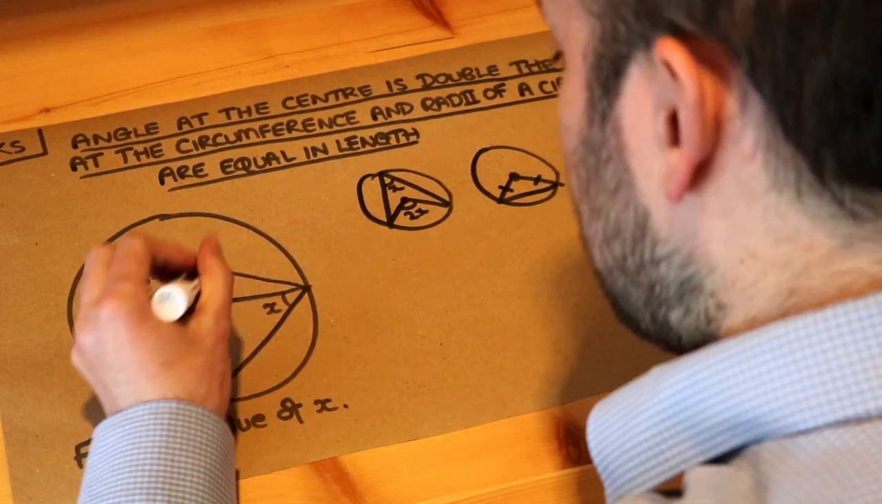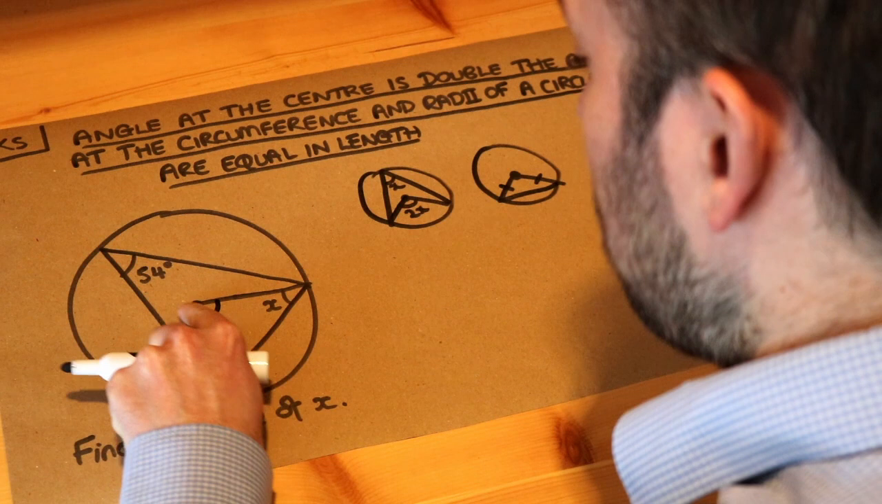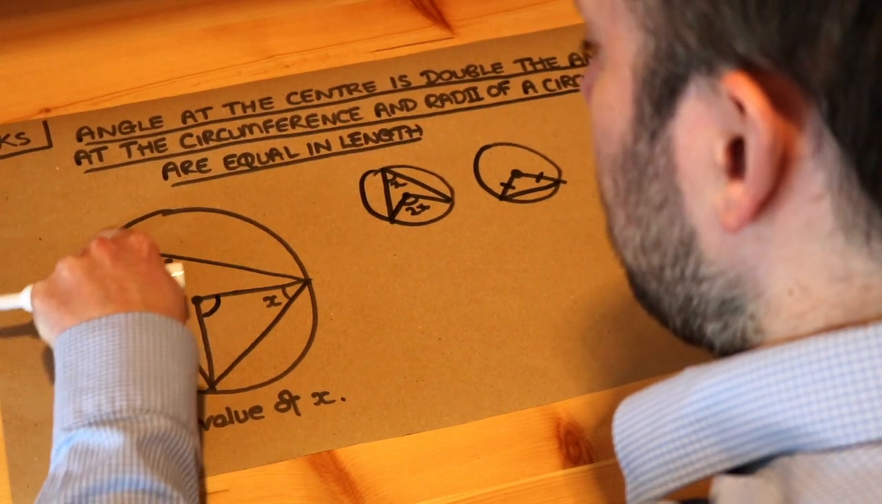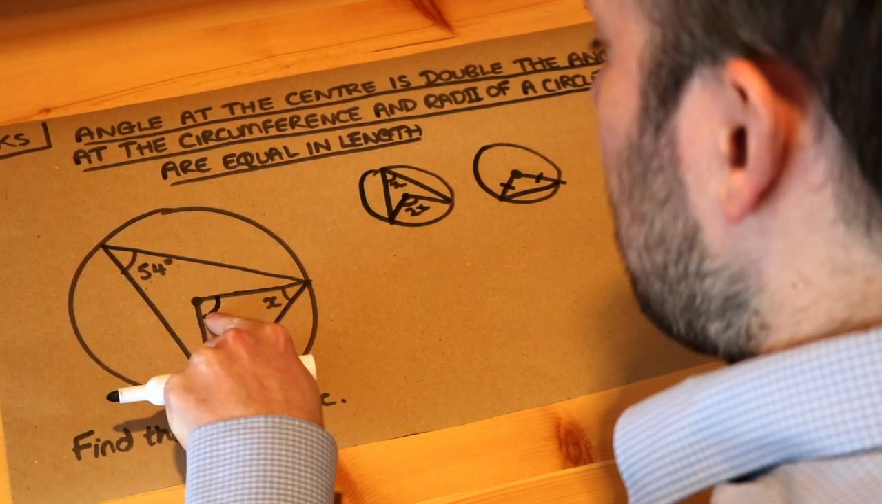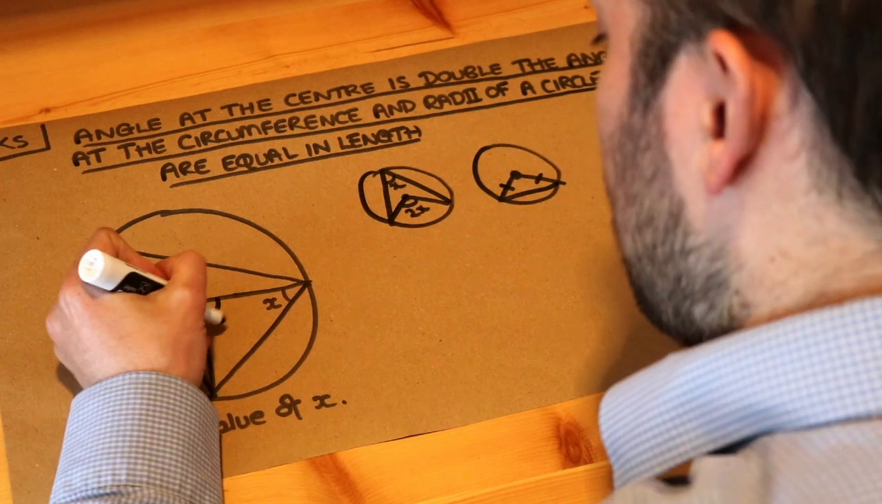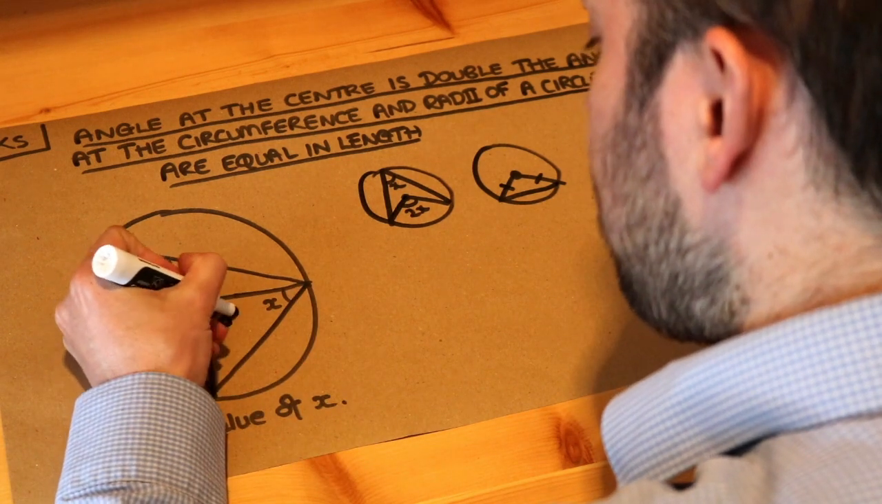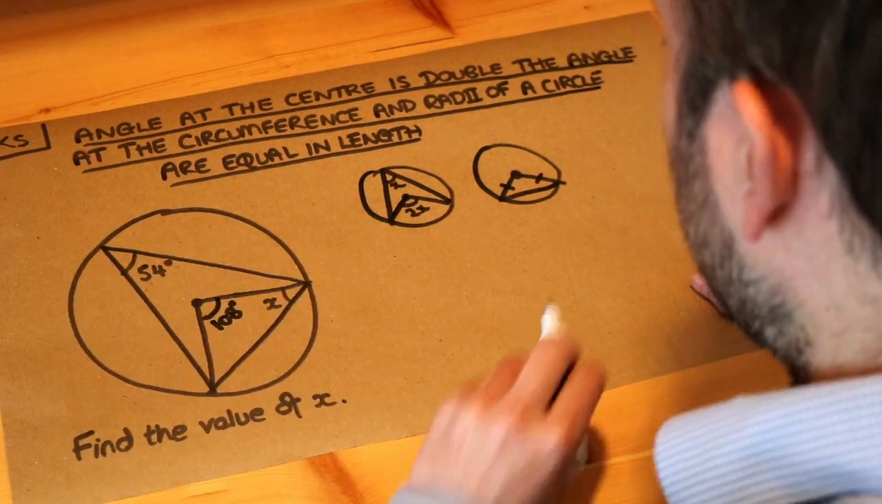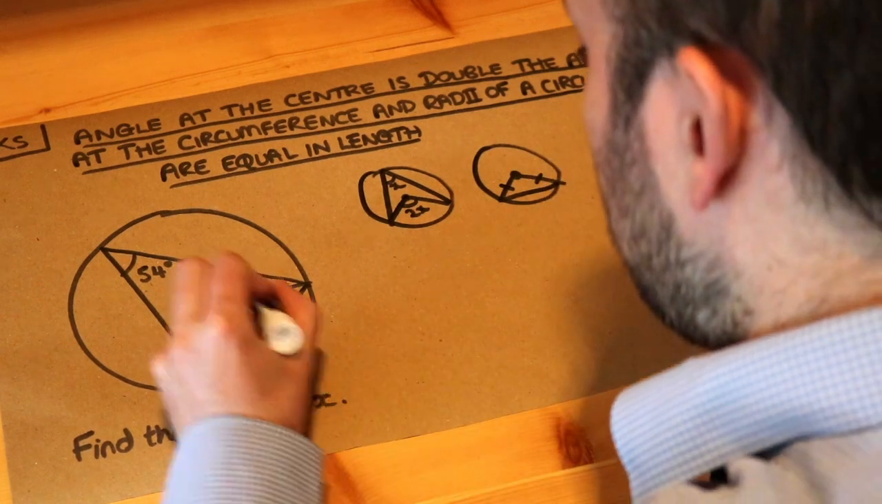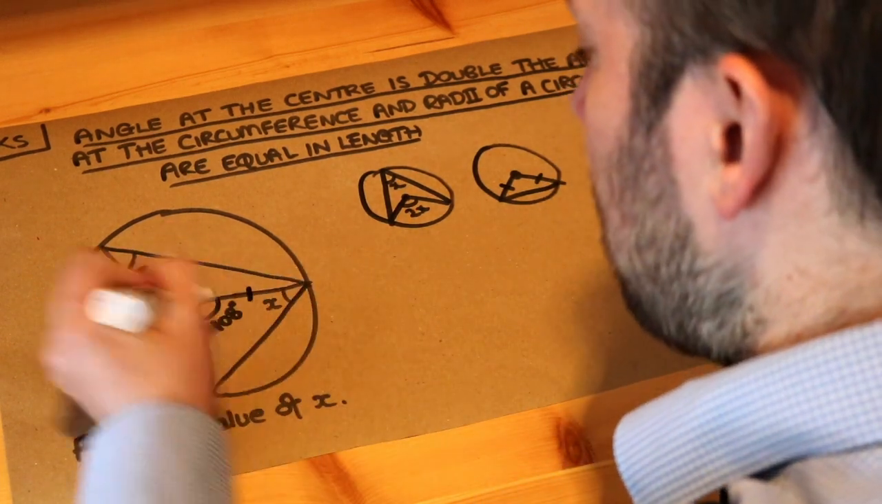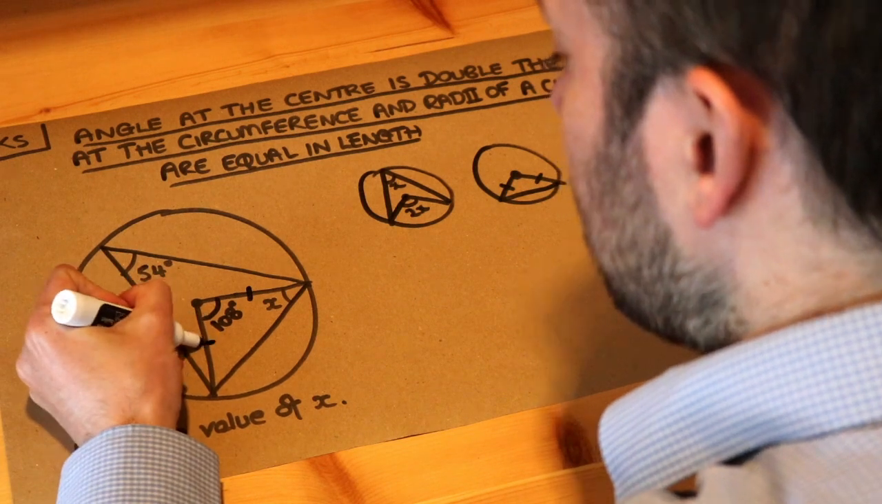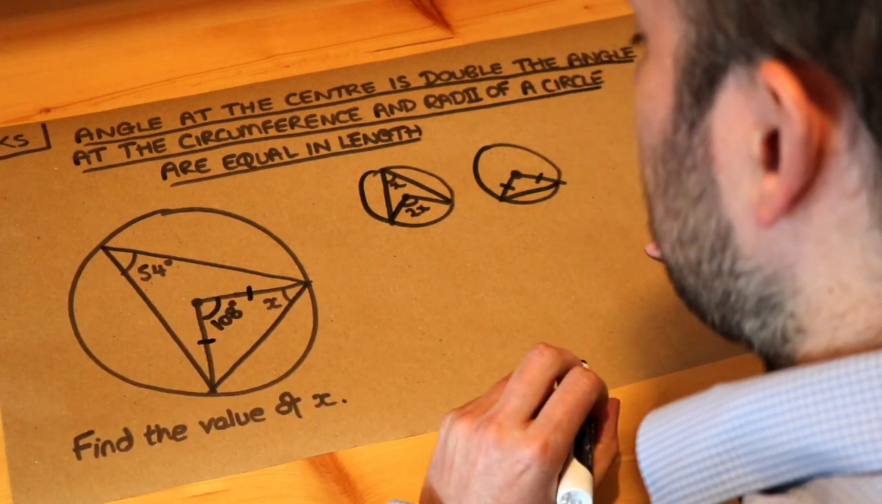This angle at the centre here will be double that angle at the circumference. So if we double that to get this angle, you get 108 degrees. And then the second circle theorem says that this is the radii, it's got to be the same length as this line, which is also the radii. So that's an isosceles triangle.